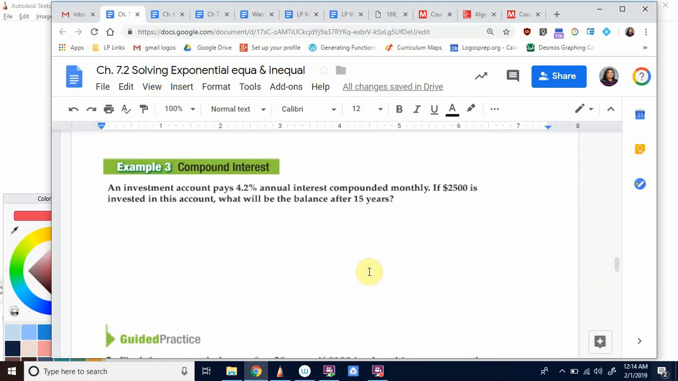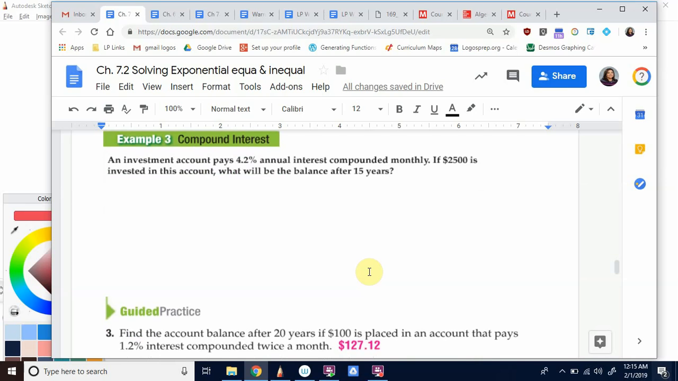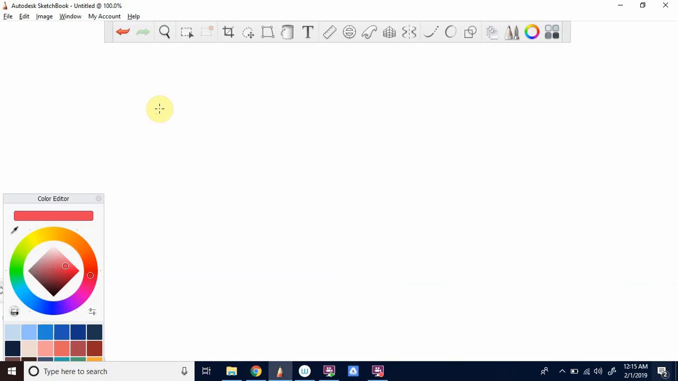So let's look at example 3. It says an investment company account pays 4.2% annual interest, compounded monthly. If $2,500 is invested in this account, what will be the balance after 15 years? Okay, so let's start with our equation, and we're going to have A equal our investment money, invested amount is $2,500 times 1 plus our annual interest rate 0.042, compounded monthly, so there's 12 months in a year, raised to the 12t.